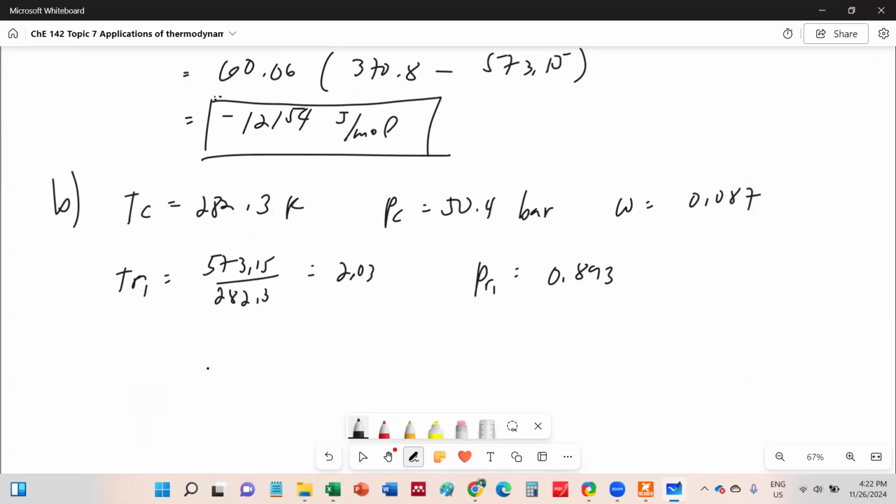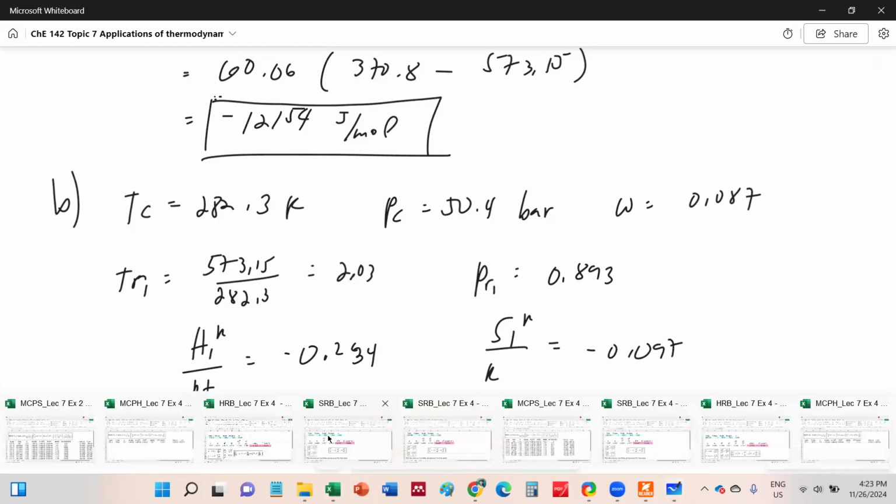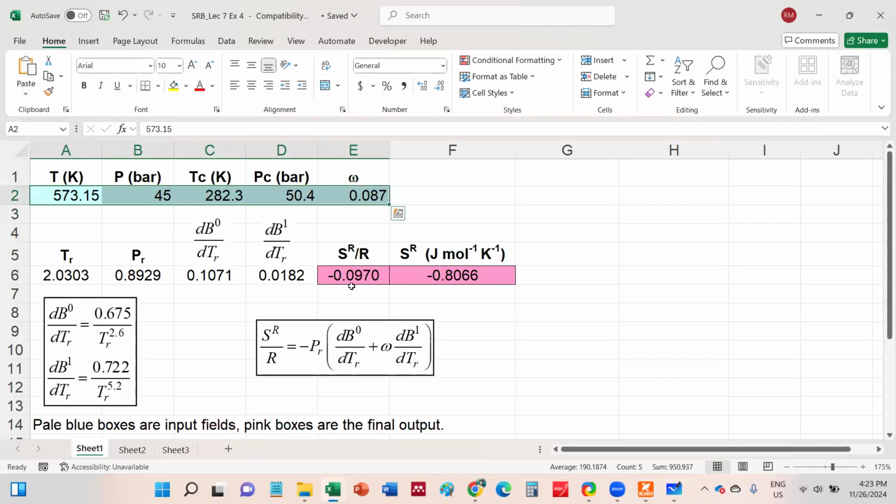For HR1, let's begin with H1R over RTC. It's negative 0.234. For S1R over R only, it's negative 0.097. So for SR, it uses a different calculator, this one. So S residual over R is 0.0970.